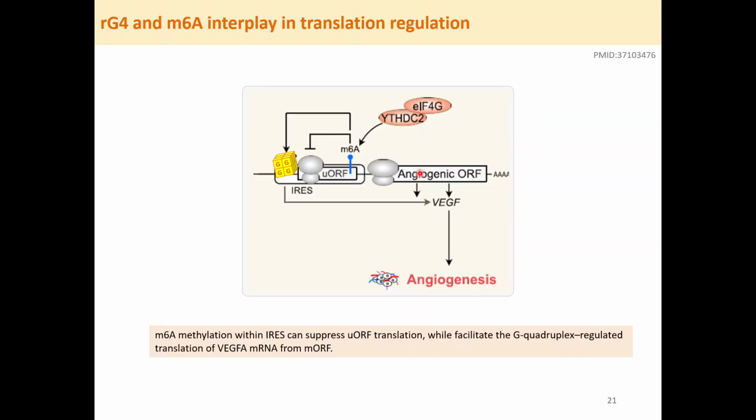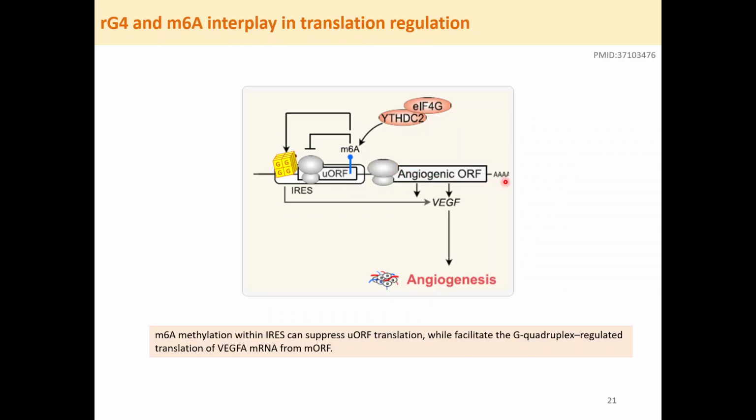The interplay of rG4 and m6A in translation regulation is exemplified in VEGF translation regulation. Here, rG4 guides the m6A modification in the internal ribosome entry site, IRES, in the 5' UTR of VEGF mRNA. The m6A modification at the location has dual roles. First, it blocks the upstream open reading frame, uORF, translation, which effectively prevents abnormal or premature translation that may compete with main ORF translation. This resets the translation start site to the main ORF for VEGF protein production.